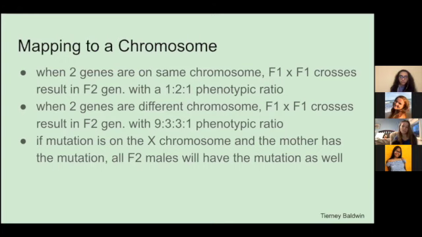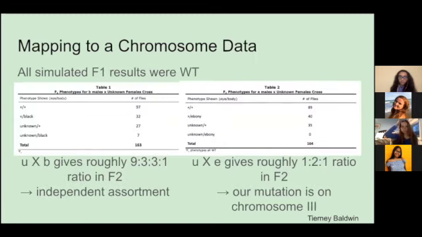If our mutation is on the X chromosome and the mother has the mutation, then all F2 males will have the mutation as well. We were told that all of our simulated F1 results were wild type. In this table on the left, we crossed males which were known to have the B balancer with unknown females. The B balancer is found on chromosome 2, and here U is representing our unknown mutation.